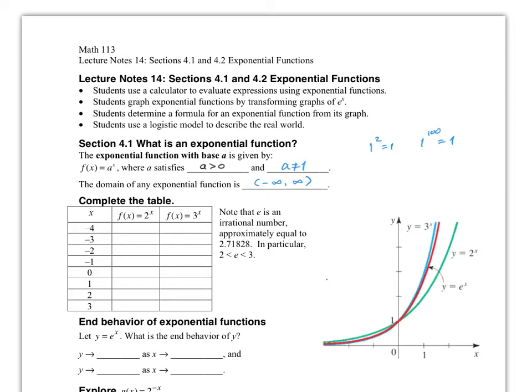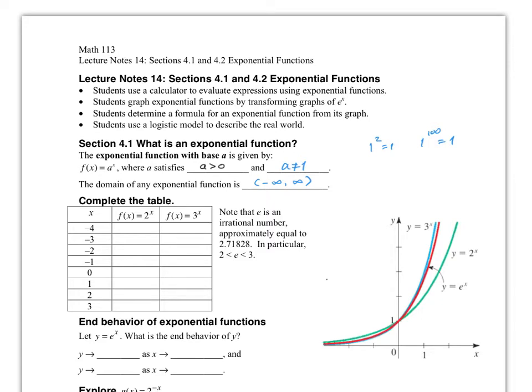Now, exponential functions, you've seen them everywhere, especially now with the pandemic. Exponential means that something either increases very fast or decreases pretty fast. So now, these are the two most basic bases, 2 and 3.